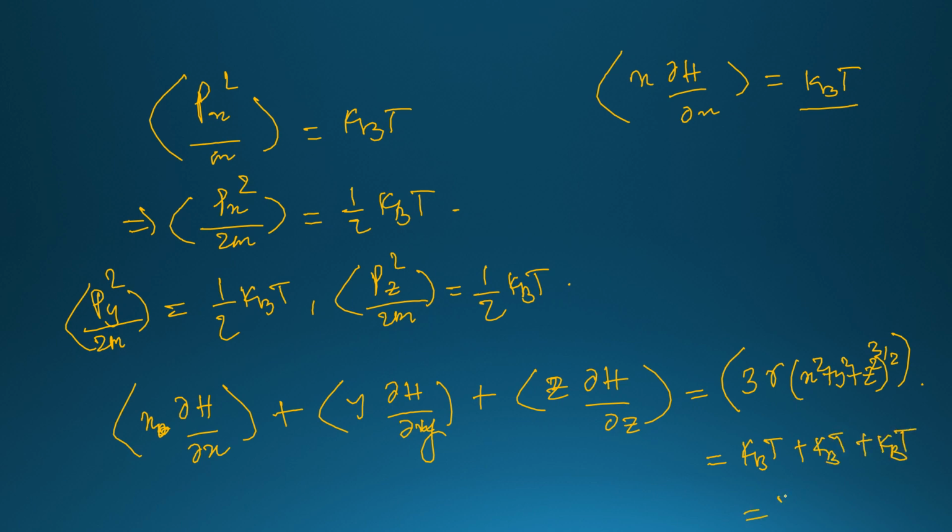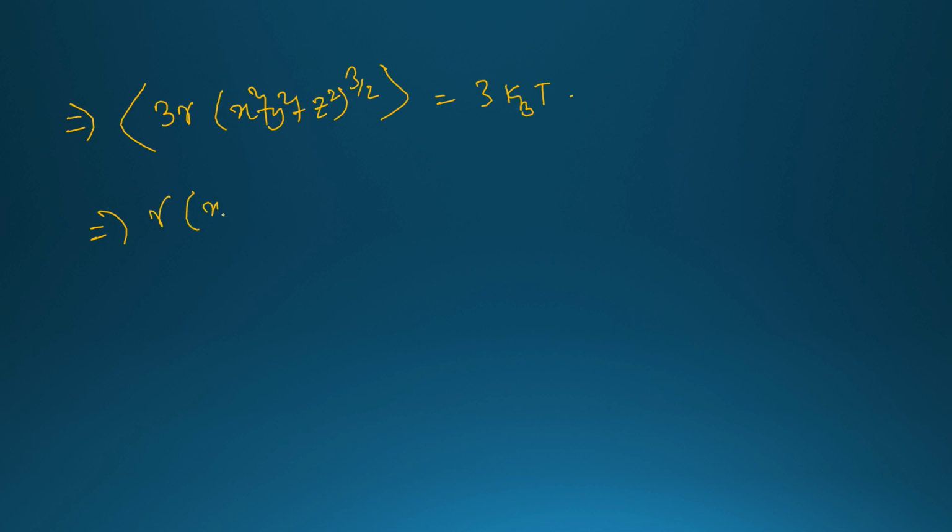Okay. That is 3 kBT. So if I write on both sides, 3 gamma (x square plus y square plus z square) times 3 by 2 is equal to 3 kBT. So gamma (x square plus y square plus z square) 3 by 2 is equal to kBT. Okay.